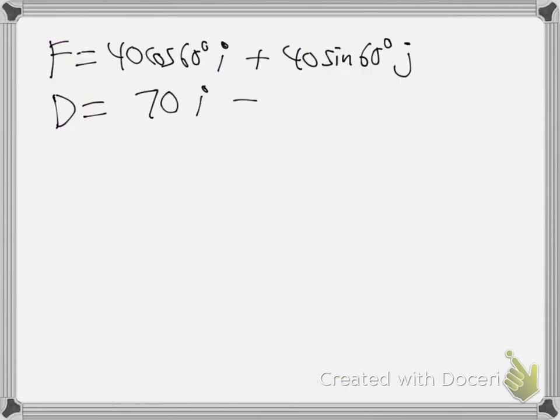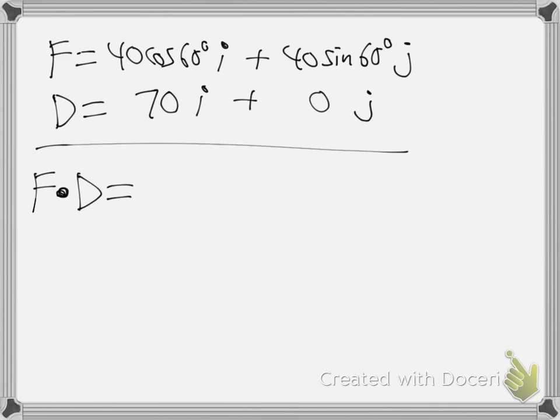All right, and we will dot this. We're going to take force dot distance. Remember, because that's work. Work is defined as force dotted with distance. How do we do the dot product? We just multiply the I with the I and the J with the J, and we drop the I's and J's, don't we? So just multiply this with this. Use your calculator. So it's just 40 cosine 60 times 70. Make sure you're in degree mode. I'm getting 1400 plus 0.